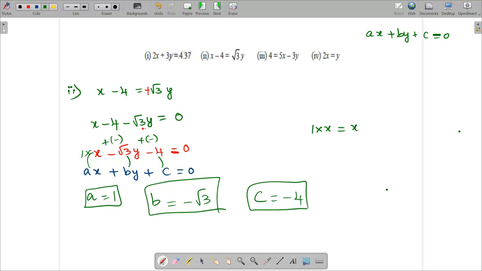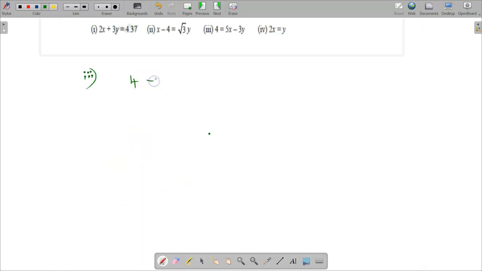Okay, and then coming to the third subdivision, the equation is 4 equal to 5x minus 3y. So again, in which format do I have to write the equation? It is ax plus by plus c equal to 0. Okay. So on the left hand side I should have an x term, y term and constant term. But here I have a constant term only. So for this problem you can either keep this equation as it is and solve, or if you want, you can take this term to the left hand side, this term to the right hand side also, and solve.